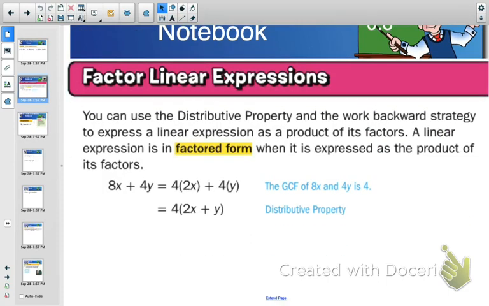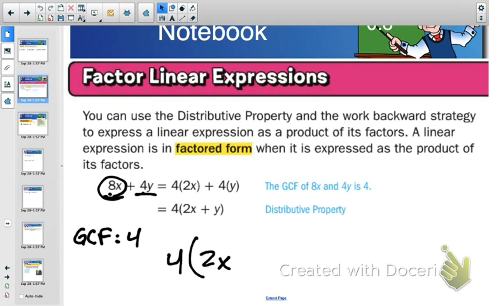So if you look at 8x and 4y, finding the GCF of both of those, well, I know that 4 goes into both 4 and 8, so 4 is going to be the GCF because they don't have any variables in common. So I'm going to take 4 out of 8x, and that's going to leave me with 8x divided by 4 is 2x, because 2x times 4 is going to be 8x, plus sign stays there. If I take 4 out of 4y, 4y divided by 4 is just 1y, or y. That should be our factored form.